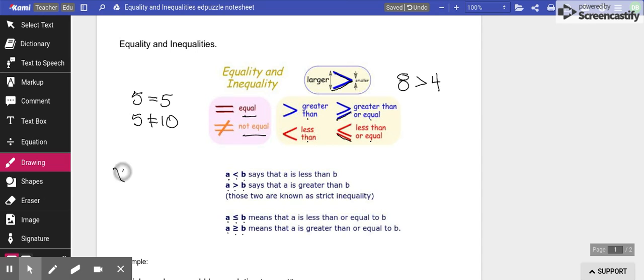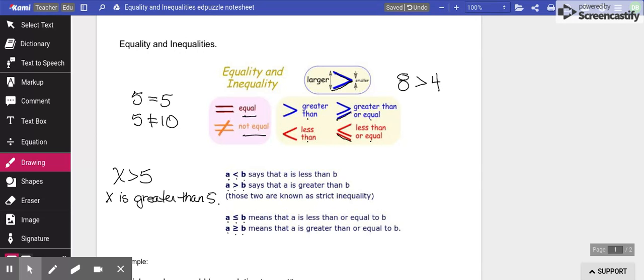Example with numbers. If I have this example right here, we always read our inequalities with the variable first. So I would read this: X is greater than 5. Always read with the variable first.